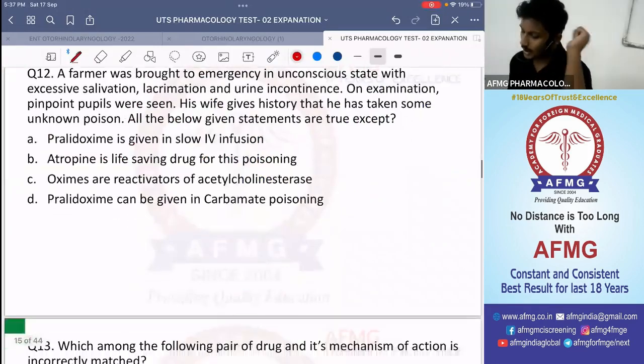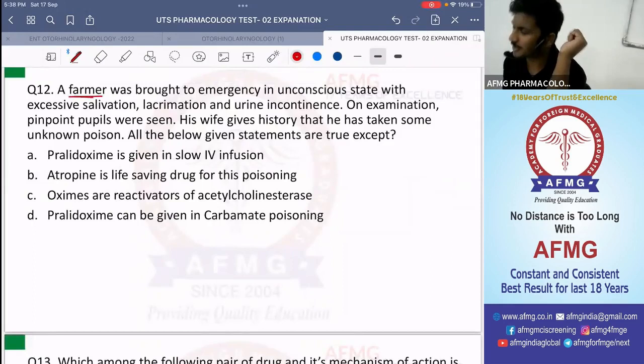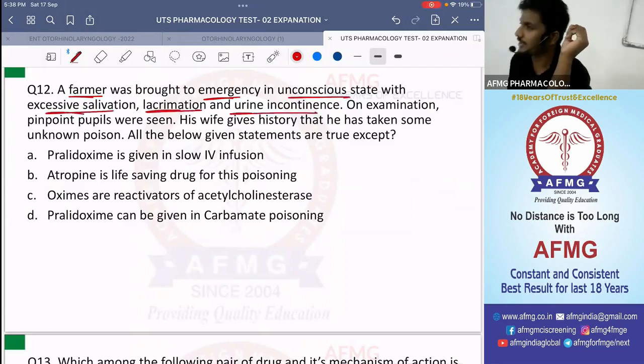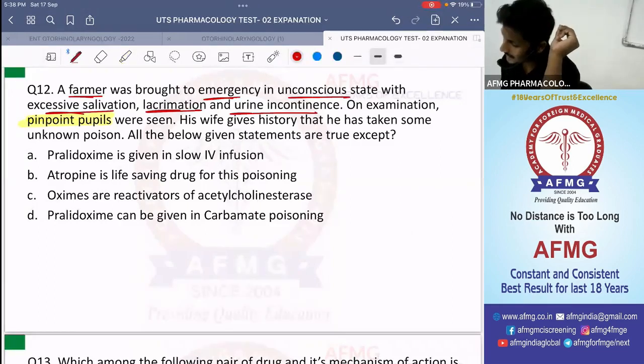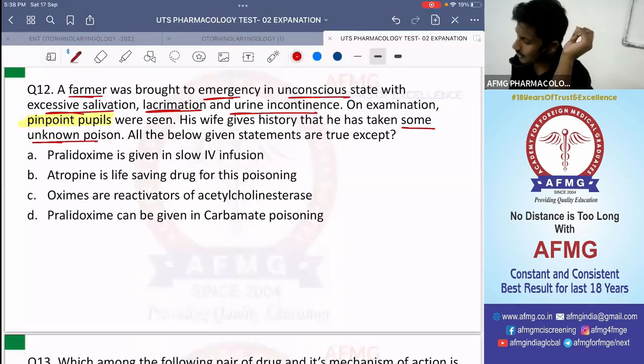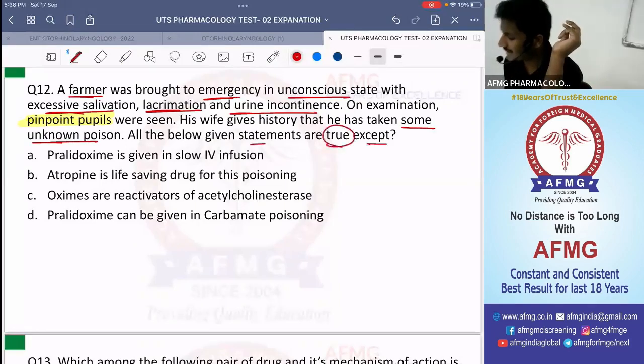Question number 12 now. A farmer was brought. Sarkari question. A farmer was brought to emergency in an unconscious state with excessive salivation, lacrimation, and urine incontinence. That means urine keeps flowing. Okay? So there is no control over urine. That is what incontinence is. On examination, pinpoint pupils are noted. Okay? His wife gives history that he has taken some unknown poison. All the below given statements are true except.